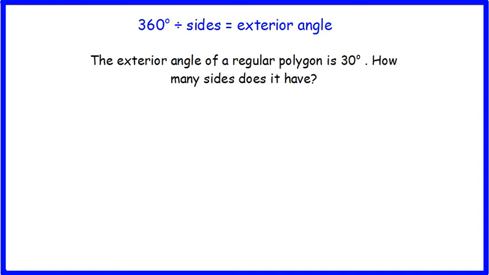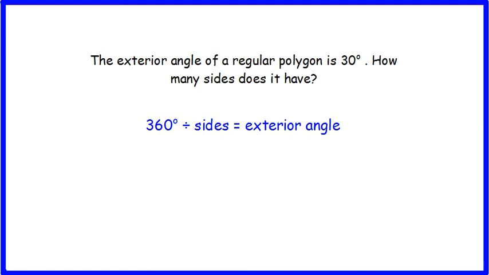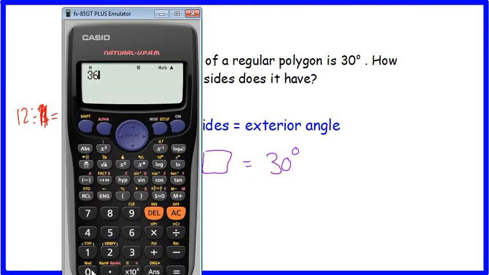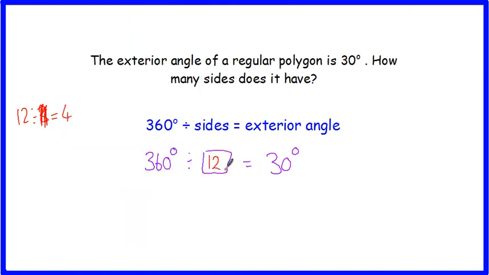The exterior angle of a regular polygon is 30 degrees. How many sides does it have? I know its exterior angle is 30 degrees. But if you think of it this way, if you didn't know it was 3, you do 12 divided by 4 to give you 3. Well, 360 divided by 30 degrees will give you the sides. And it's got 12 sides.